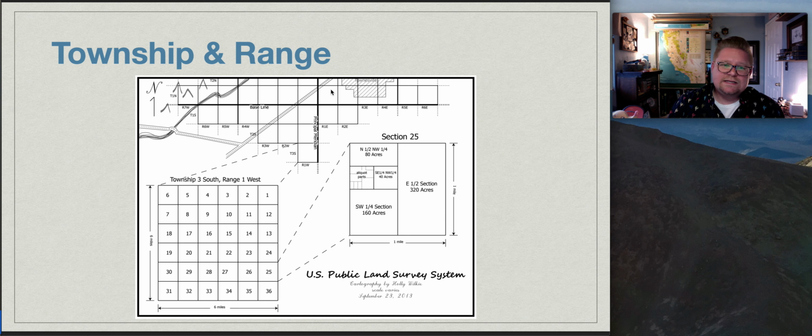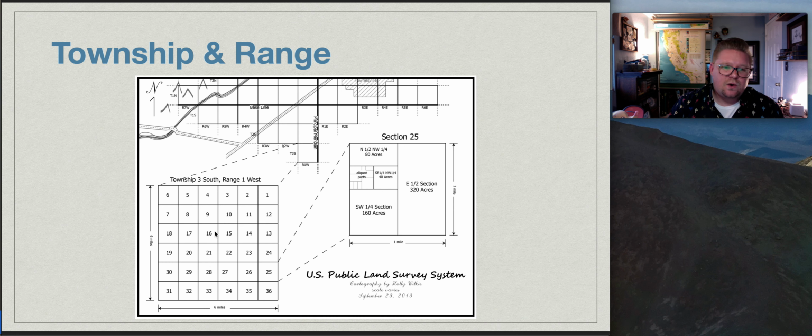But the problem is that each one of these boxes is 36 square miles, so it's pretty large. So we can take one of these boxes and we can subdivide it into smaller sections. These are the sections. These are 1 mile by 1 mile square, okay? And if you notice, I call it the snake method. It's numbered weird. It starts in the top right and then goes back and forth all the way down to 36.